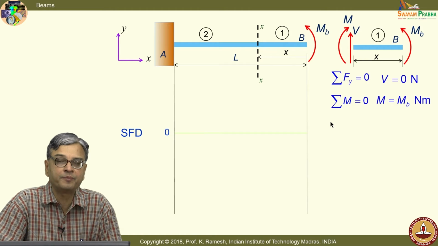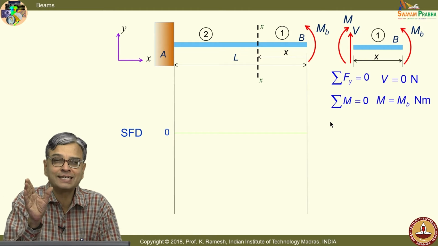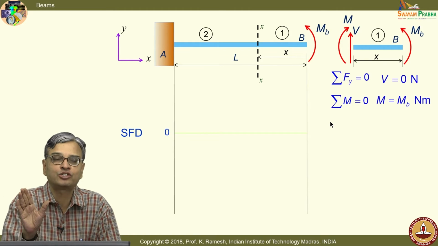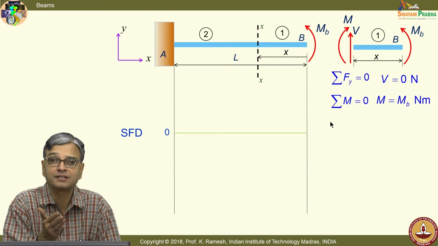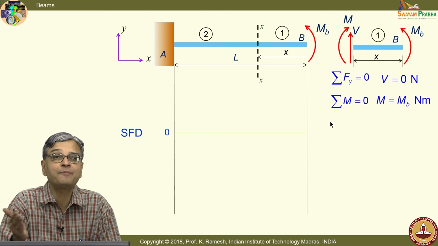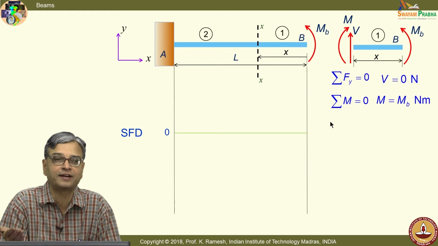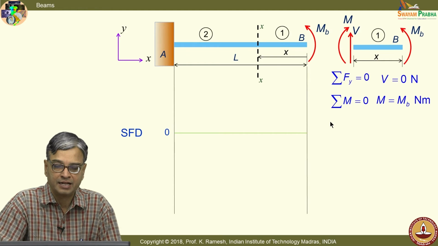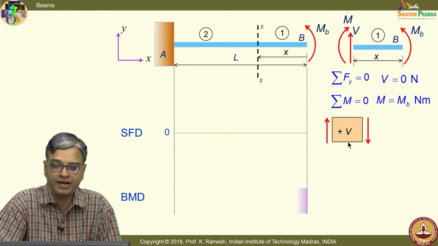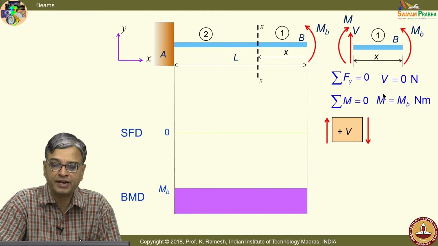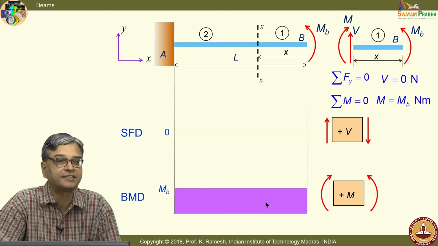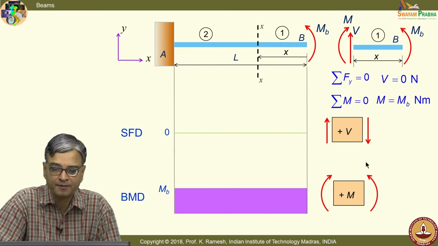In the earlier problem, we found only one section of the beam had 0 shear force. So, in this problem, the entire beam is not transmitting any shear force because the loading is different. And what we find for the bending moment diagram is constant, fine, and this is to be labeled as positive.